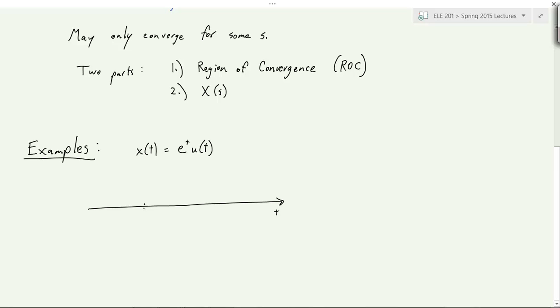So let's plot what this is. Here is what e to the t u of t looks like. It starts at 0 and it grows exponentially. Now, does this have a Fourier transform? No, it doesn't. This has infinite energy. So there's no Fourier transform here.